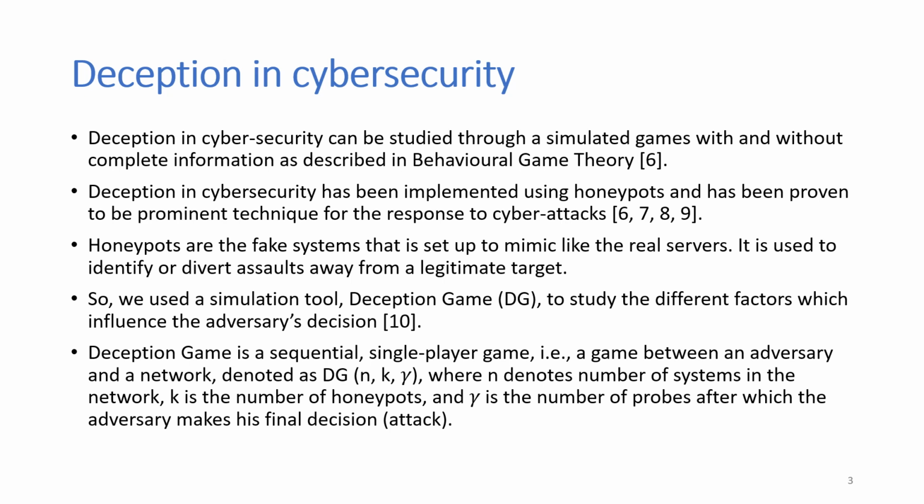For this, we had built our own simulation tool called Deception Game to study various factors that are likely to influence adversarial decision. Deception game is a sequential single play game between adversary and the network, and it is denoted using the notation DG, N, K, and gamma, where N denotes the number of systems in the network, K denotes the number of honeypots, and gamma denotes the number of probes after which the adversary makes his final attack.